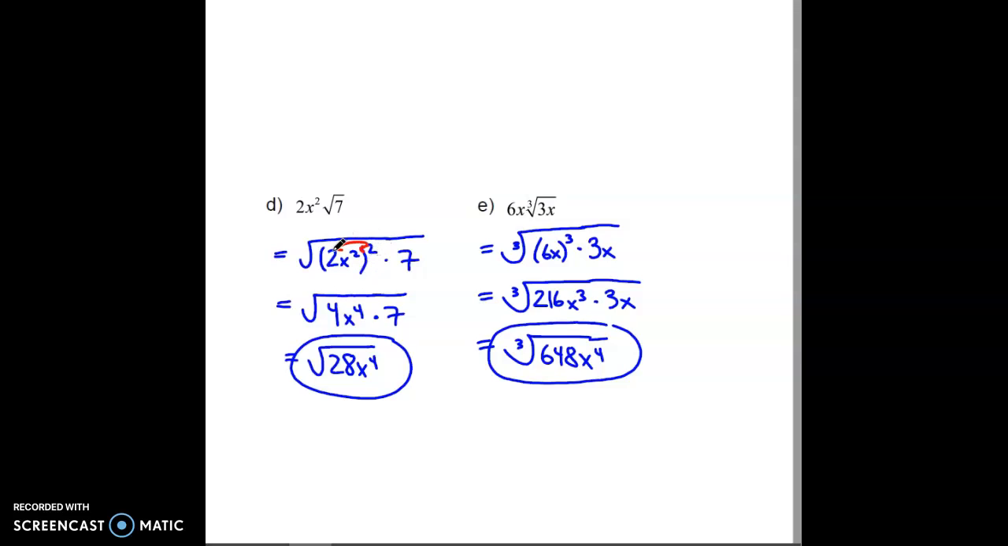So you're going to do 2 times 2. That equals 4. X to the power of 2 times 2. You add these, and that is 4. Okay, and times by 7. So 4 times 7, 28x to the power of 4.